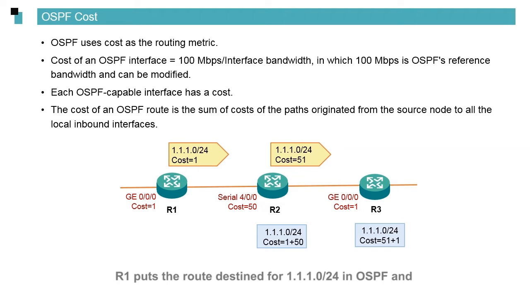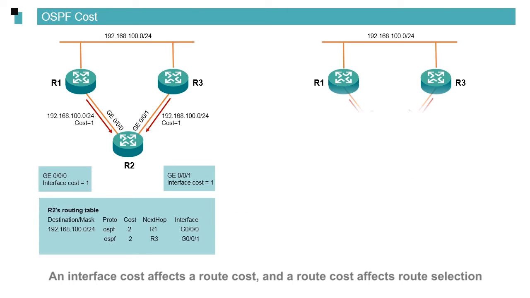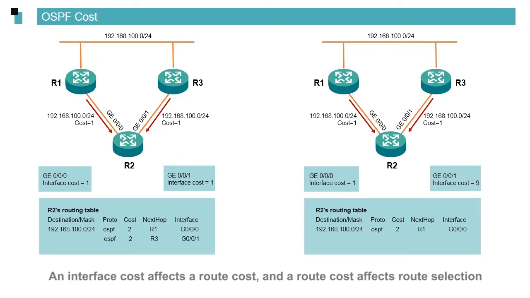R1 puts the route destined for 1.1.1.0/24 in OSPF and advertises the route to R2 and R3. When R2 learns this route, the current cost is the sum of costs for the route origin and all inbound interfaces along the path. That is, 50 plus 1 equals 51.